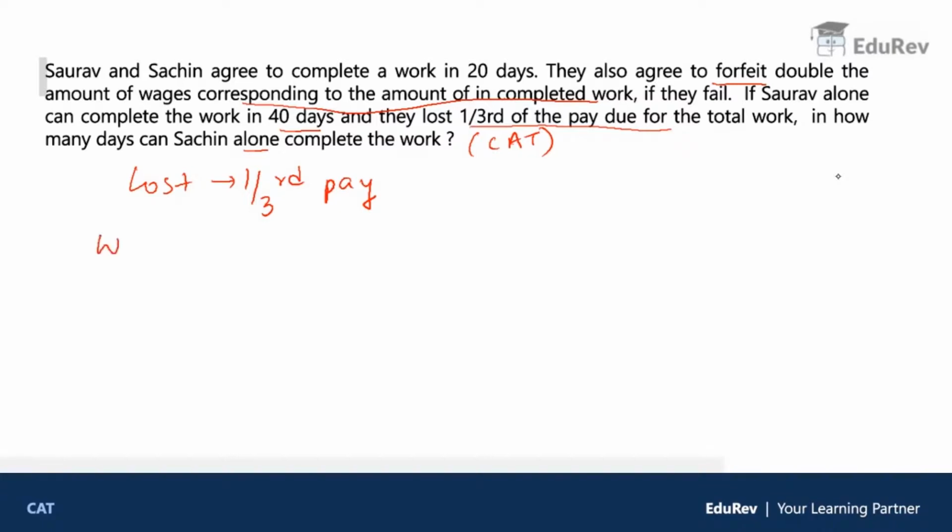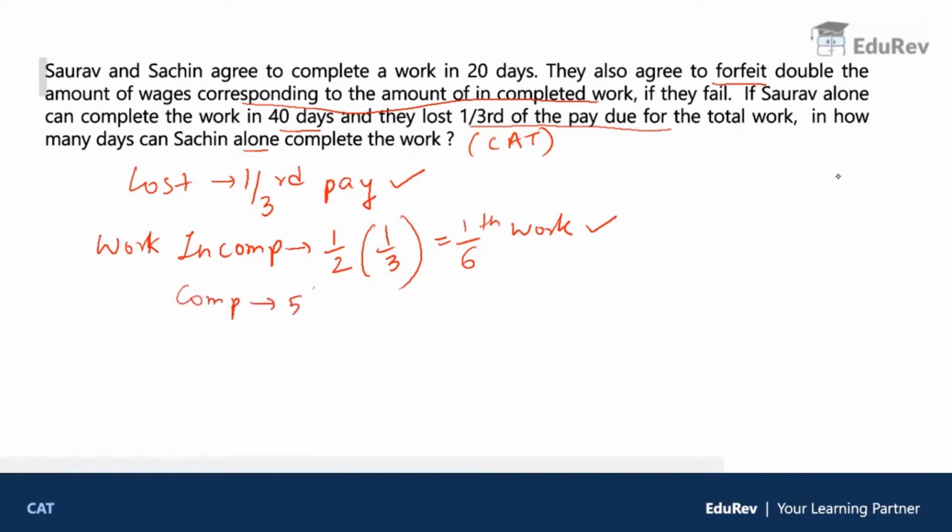So if I ask you how much of the work was incomplete? It was half of 1/3. Half of 1/3 मतलब 1/6 of the work was incomplete. Because देखो, अगर 1/6 incomplete है तो उसका डबल पैसा वो लोग देंगे. 1/6 का डबल will become 1/3 and they have lost 1/3 of the pay. That means the work incomplete was 1/6. If 1/6 of the work was incomplete, the work completed was 5/6. ठीक है, 5/6 of the work was completed.